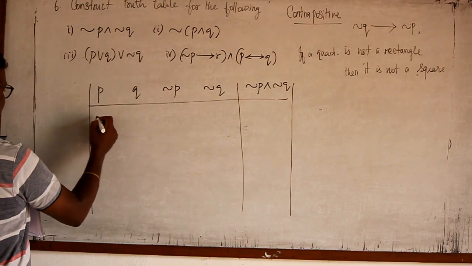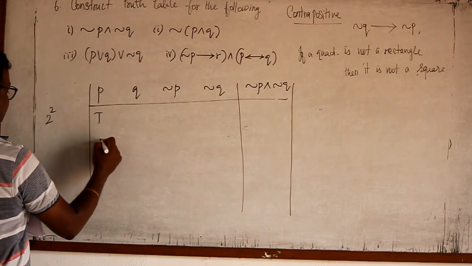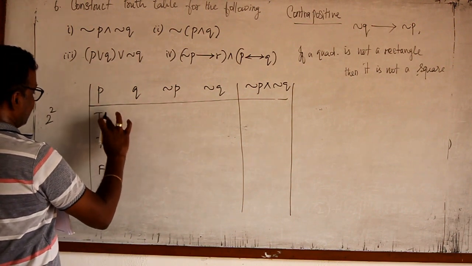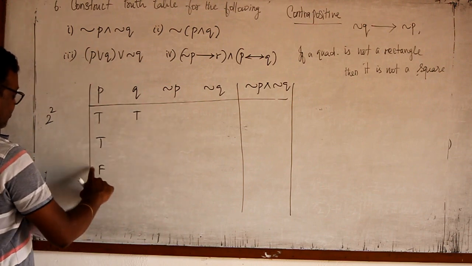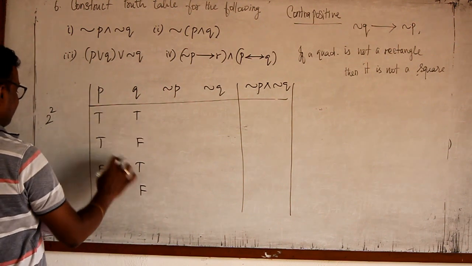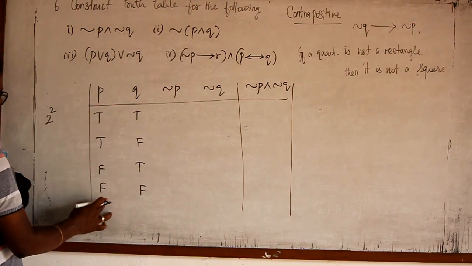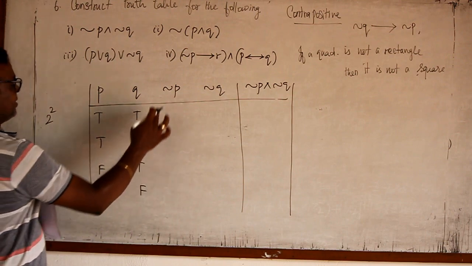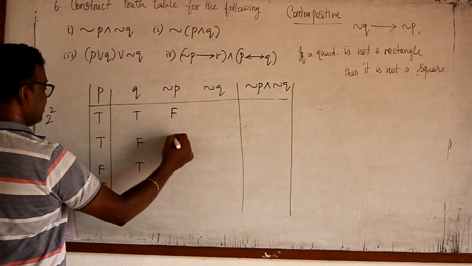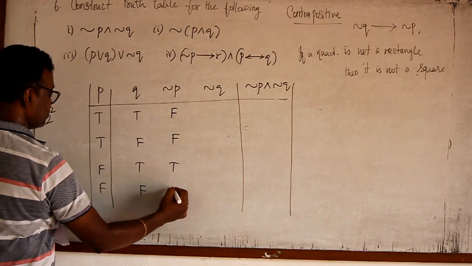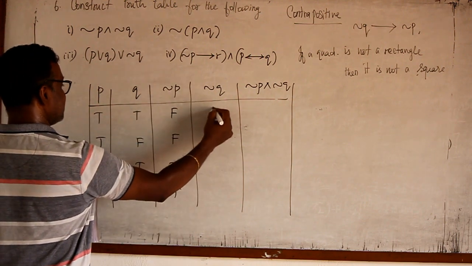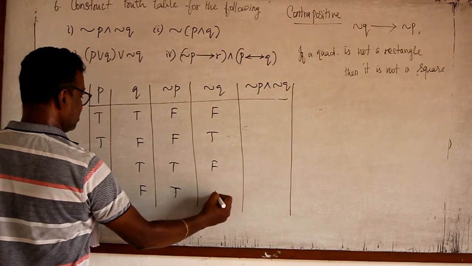Now, only 4 elements, 2 squared, isn't it? So, I must take 2 true statements, 2 false statements. For the 2 true statements in P, 1 true, 1 false must be repeated for Q. That is half of this. So, 2 true, 2 false, half of that repeated. Negation means opposite of P. What is the opposite of P? False, false, true, true. Negation of Q means opposite of Q. That is false, true, false, true.